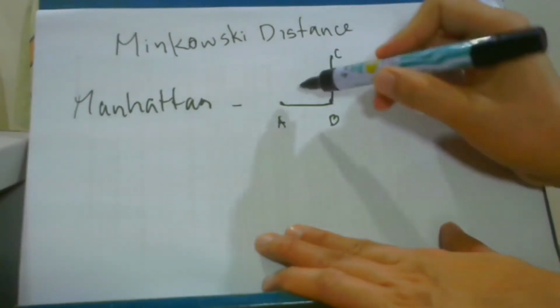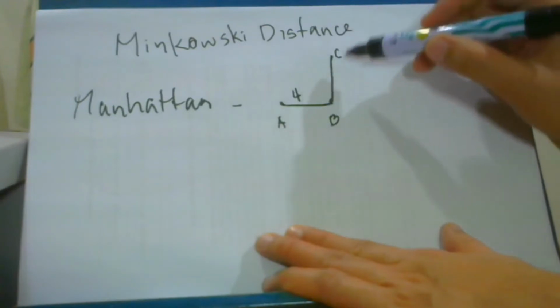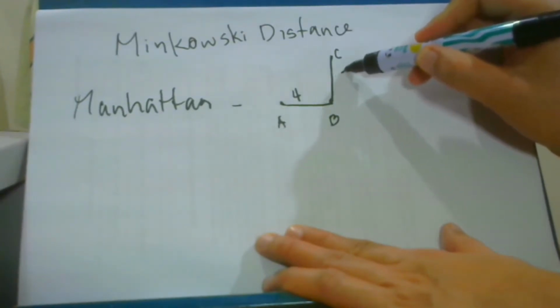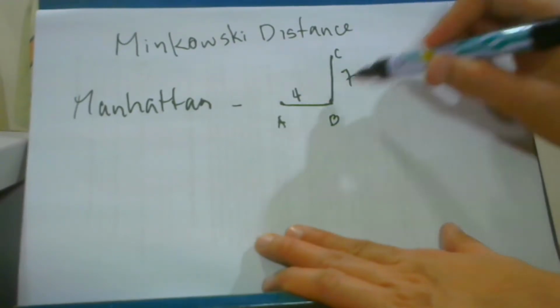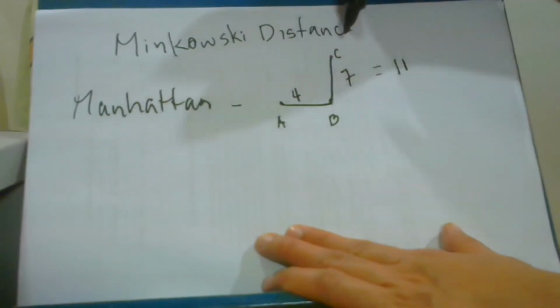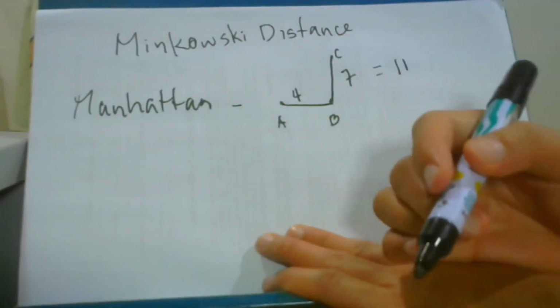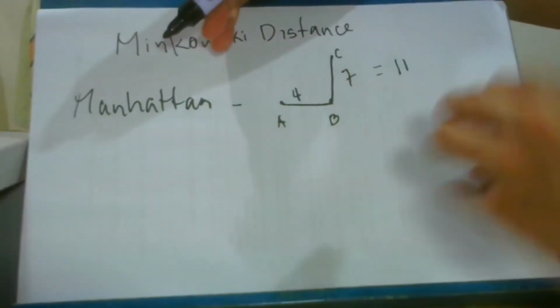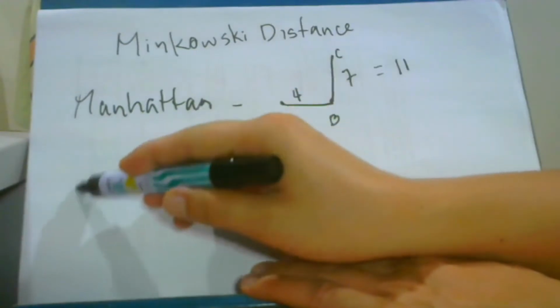For example, if this is 4 meters and this is 7 meters, then we would say that you traveled 4 plus 7, 11 meters from point A to point C. So this is how you compute similarity using Manhattan distance. Another distance is Euclidean distance.